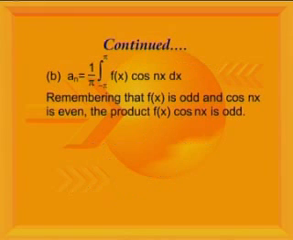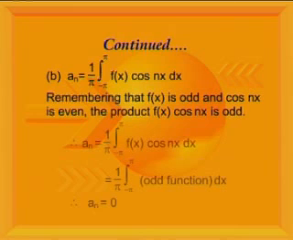For a_n, as we know, a_n is equal to 1 over pi into the integral of f(x) cos nx with respect to x from minus pi to pi. And we know that f(x) is odd and cos nx is even, so the product is an odd function. Therefore this is equal to 0. So a_n is also equal to 0.